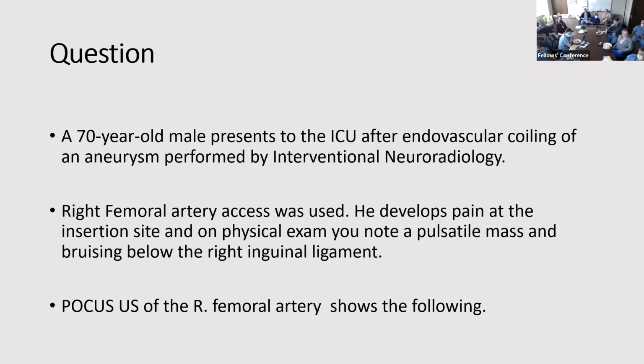All right, so next up, there is a 70-year-old male. This is at Eskenazi. Those of you that have been at Eskenazi with me know how angry I get. A 70-year-old male presents to the ICU after endovascular repair of an aneurysm. This is performed by interventional neuroradiology. They use right femoral access. He develops pain at the insertion site, and on physical exam there is a pulsatile mass and bruising below the right femoral ligament. POCUS of the right femoral artery shows the following.